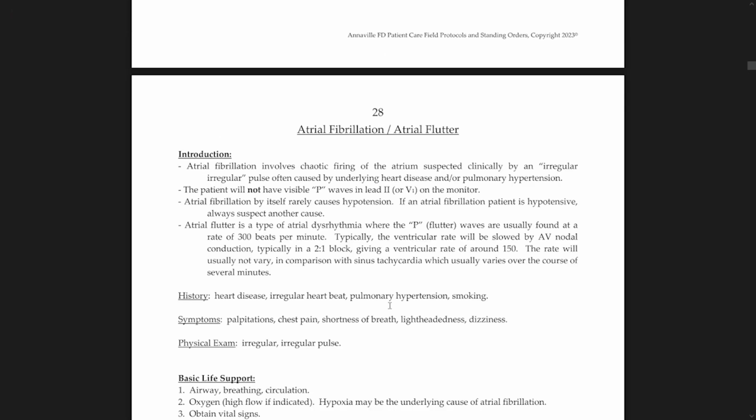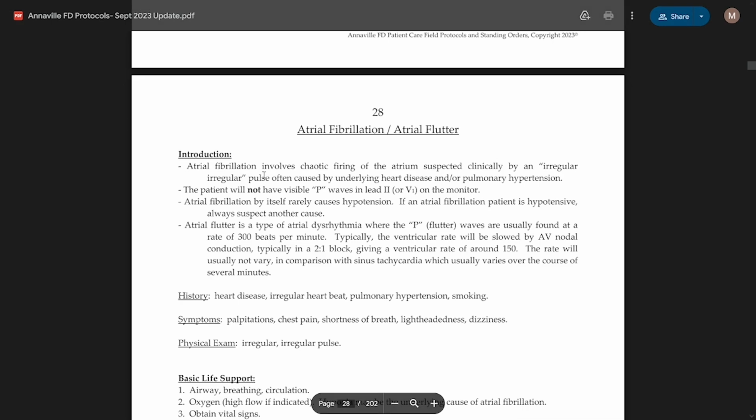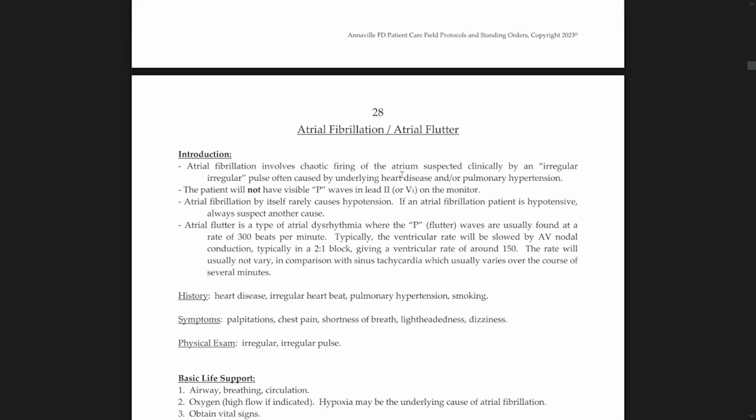Next up, we have atrial fibrillation or atrial flutter. Atrial fibrillation involves chaotic firing of the atrium, suspected clinically by an irregular pulse, often caused by underlying heart disease and or pulmonary hypertension. The patient won't have a visible P wave in lead 2 or V1 on the monitor. AFib by itself rarely causes hypotension. If AFib patients are hypotensive, always suspect another cause.